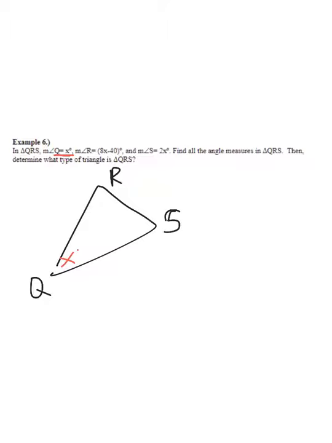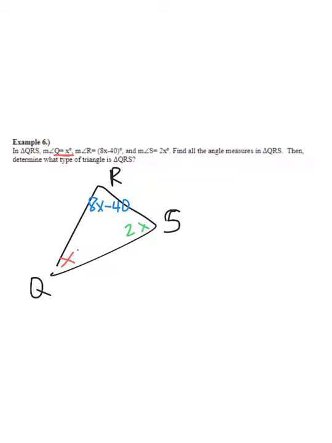Alright, this one is going to require us to draw a picture, I would recommend. Triangle QRS, doesn't matter, just draw a triangle. QRS. Angle Q is x. Angle R is 8x minus 40. And angle S is 2x.